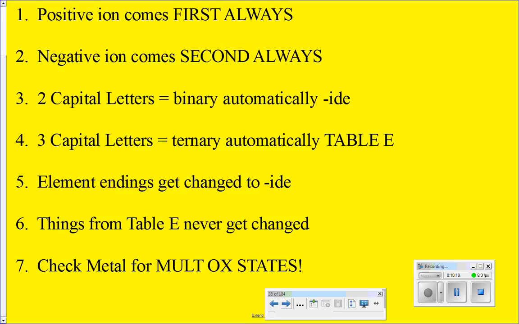Whenever you end in an element, so whether table U is involved, like you have ammonium chloride, for example, you still have that "ide" ending because chlorine is from the periodic table. Things from table E never get changed. Don't change their formulas, don't change their charges, their endings, anything like that, and read table E very carefully. Finally, check metals for multiple oxidation states. That will let you know when you use Roman numerals or the stock system.